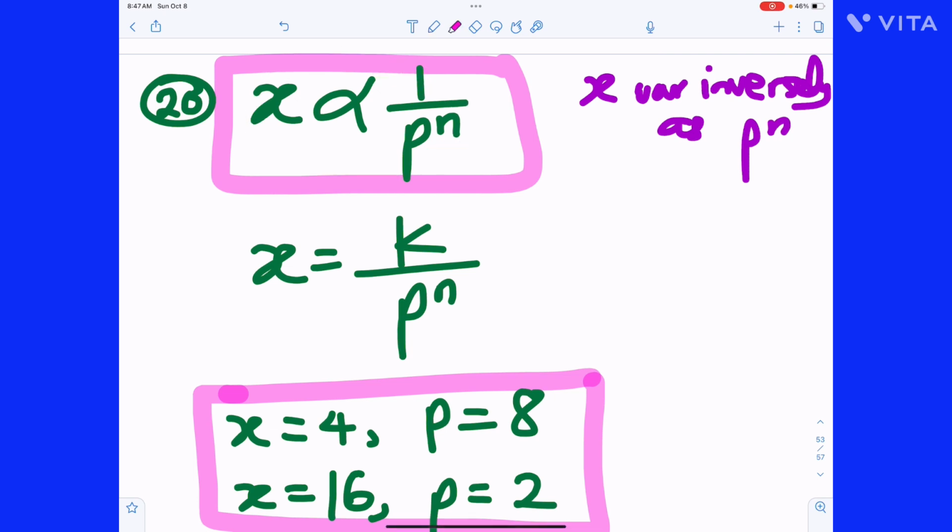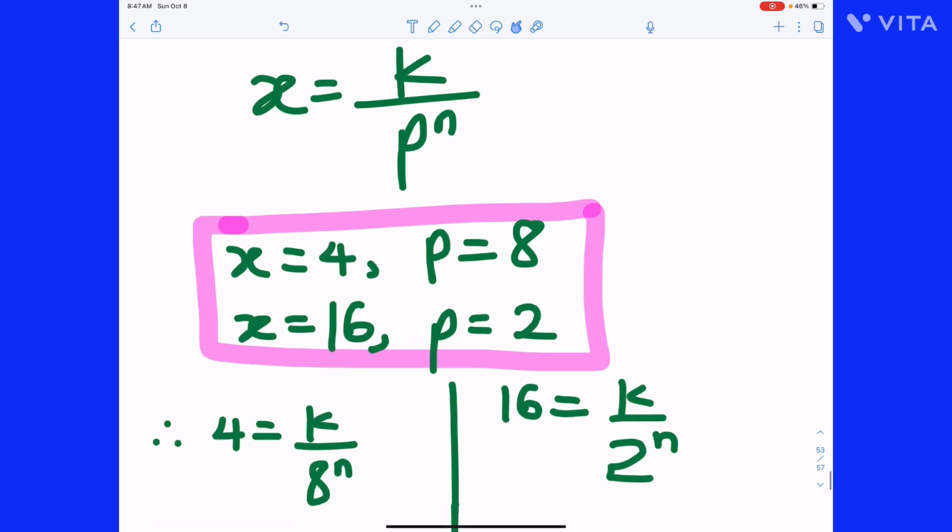Then the question says, if X varies inversely as P raised to power N, it means X is equal to K over P raised to power N. We change it to an equation by introducing the K on the numerator side and changing the variation sign to an equality sign. Now we have two sets of values to find our K. The first one says X is 4 when P is 8. The second one says X is 16 when P is 2.